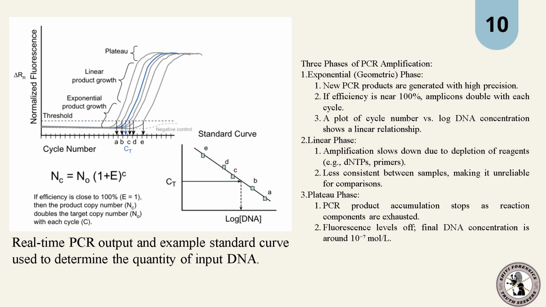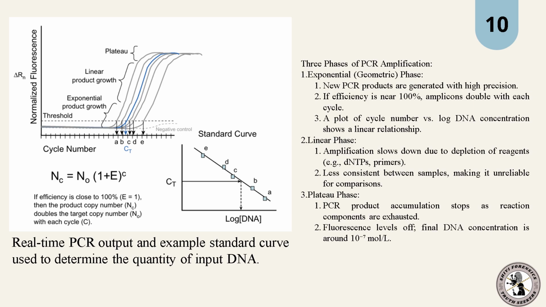The next step, the third step, is the plateau phase. This is the final phase. In this phase, almost all the reagents that are being used to produce PCR products are used up, and it is almost the end of the cycle. So this phase is also not reliable for us to determine the concentration of DNA.